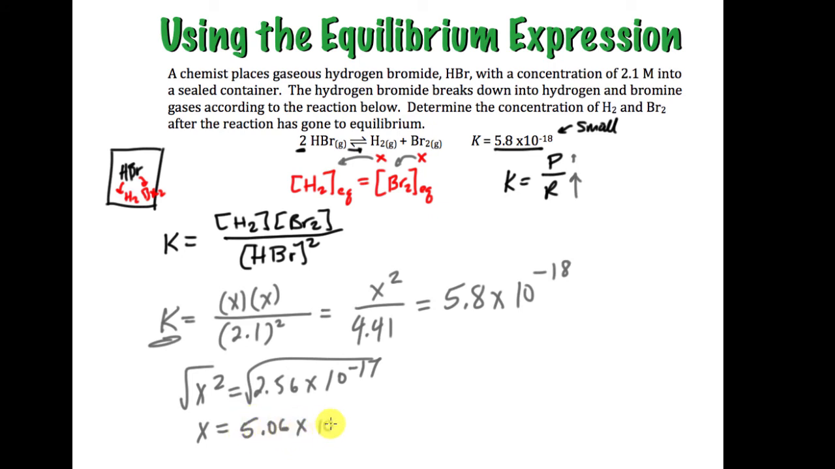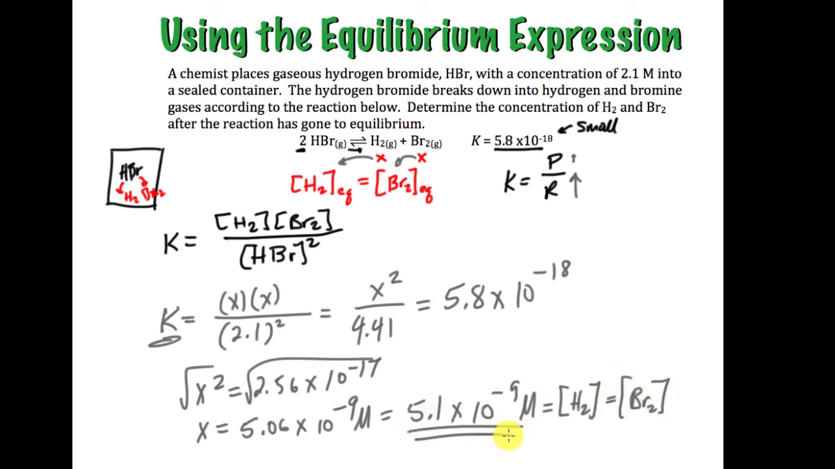5.06 times 10 to the minus 9 molar, and that would be equal to 5.1 times 10 to the minus 9 molar, because I have to do two significant figures because of my K. That is my concentration of the hydrogen, and it is also equal to the concentration of the bromine, and that would be my answer. So I'm going to just use this equilibrium expression.